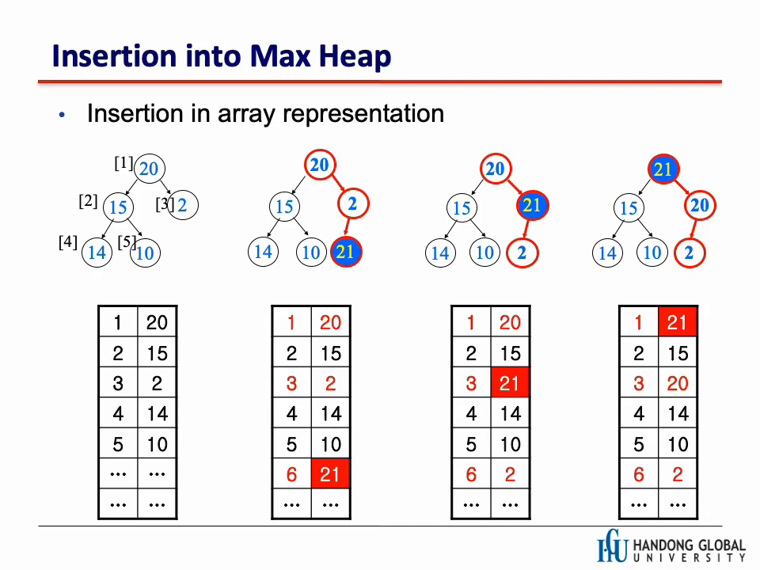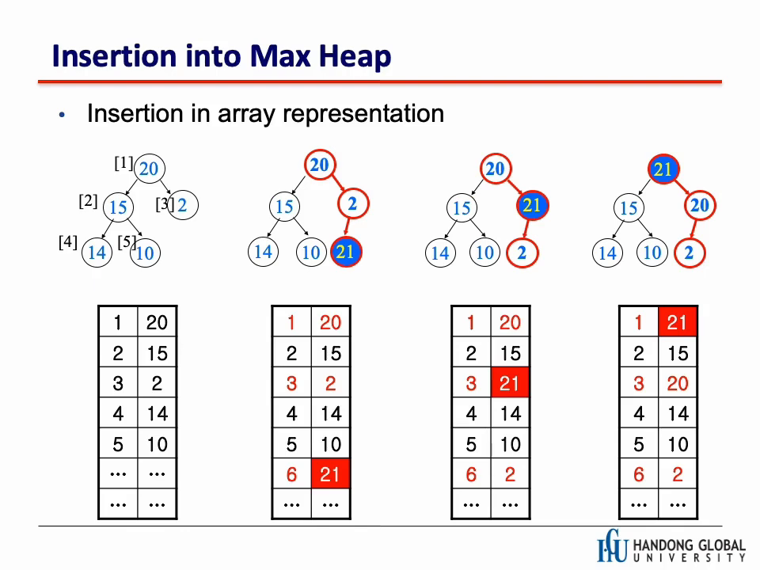Now, who is the parent of this node? The index is 6, so the parent is simply index 3. So we know who the parent is, and we can compare the value 21 and 2. 21 is larger than 2, so we just swap. Now at 3 we have 21 and at 6 we have 2. That's the third figure of this slide.